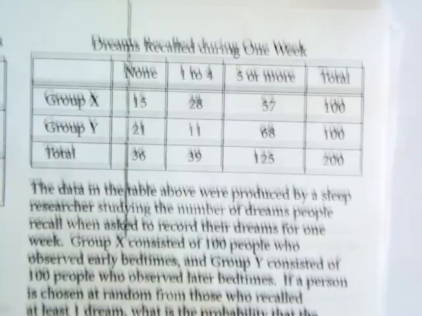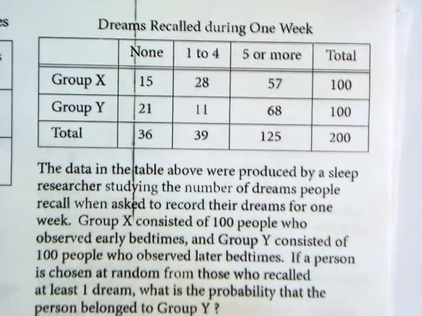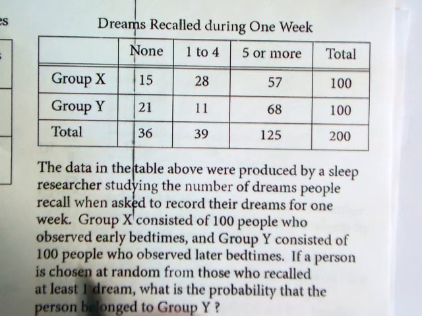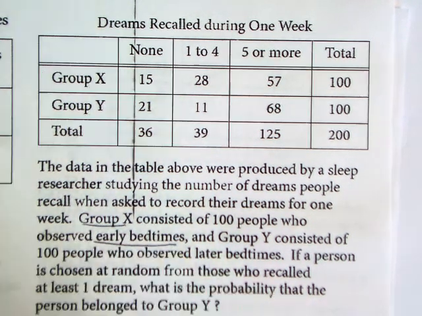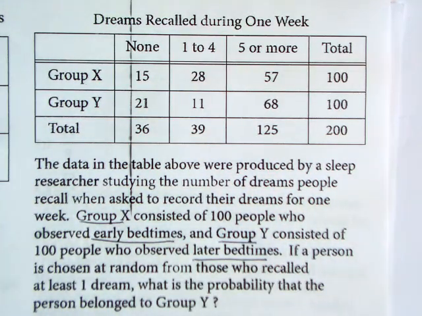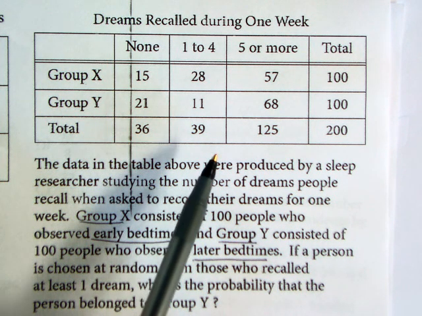Next up, we're looking at dreams recalled during 1 week. And I suppose a researcher was trying to figure out, do people remember dreams more often with early bedtimes, like in group X, or with later bedtimes, like in group Y? They tracked this for 1 week, which is a pretty small sample size, and participants either reported remembering 0 dreams, 1 to 4, or 5 or more.